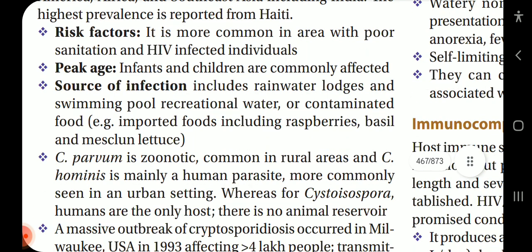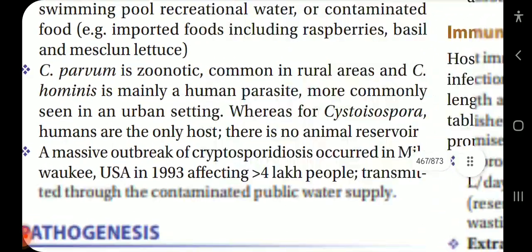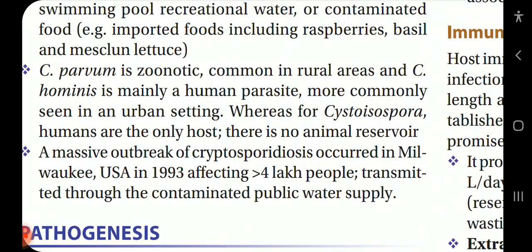Risk factors: it is more common in areas with poor sanitation and HIV infected individuals. Peak age: infants and children are commonly affected. Source of infection includes rainwater, lodges, and swimming pool recreational water, or contaminated food, for example imported foods including raspberries, basil, and mesclun lettuce. Cryptosporidium parvum is zoonotic, common in rural areas, and C. hominis is mainly a human parasite, more commonly seen in urban settings. Whereas for Cystoisospora, humans are the only host, there is no animal reservoir.